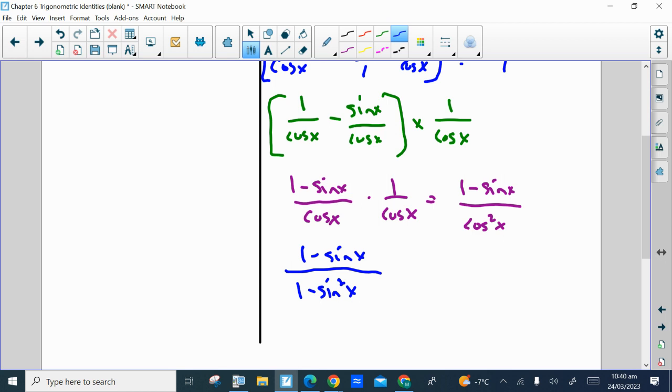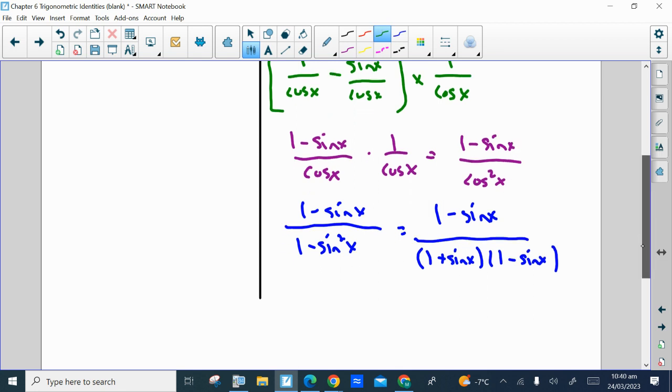We cannot cancel the ones right now because you're canceling parts of binomials. Can't do that. And for the same reason, you cannot divide top and bottom by a factor of sine x right now because you're canceling parts of binomials. Can't do that. However, the bottom is a difference of squares, so we can factor it. The square root of 1 is 1. The square root of sine squared x is sine x. One's a plus, one's a minus. That's how you factor difference of squares.